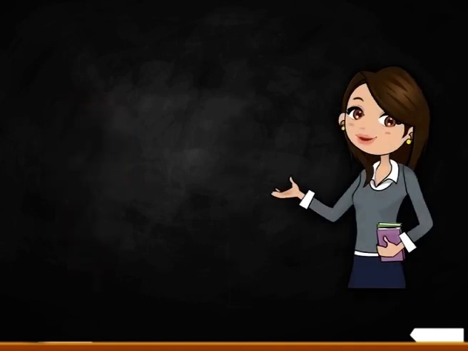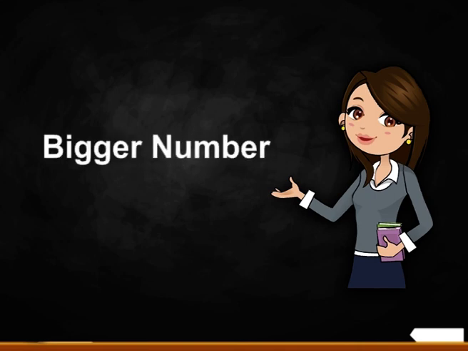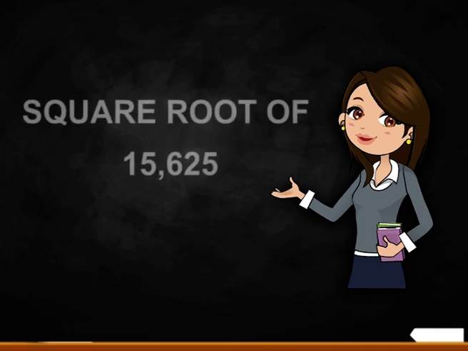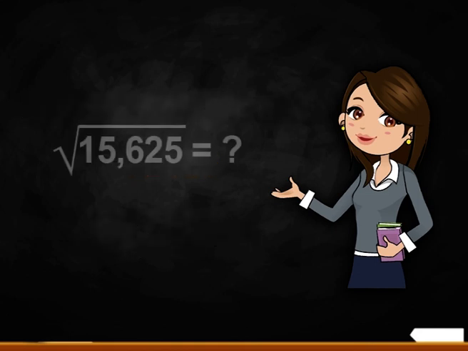In all the examples we have discussed, the final answer is always a two-digit number. We will take one more example, which is a bigger number as compared to the examples we have just discussed, so that you will understand the fundamentals thoroughly. Let us find out the square root of 15,625. The last digit of the number 15,625 is 5.